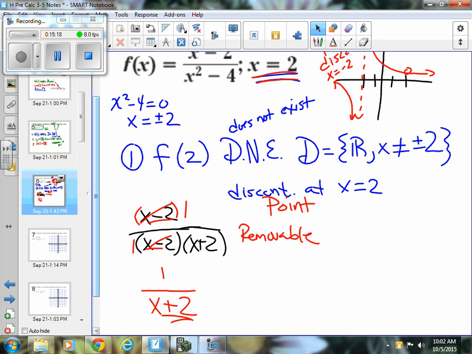Why do we still have an infinite one then at negative 2? Well, you can't get rid of this x plus 2. You can't factor it out. You can't reduce it. You can't divide it. You're stuck with an infinite discontinuity there. So asymptotes are stuck there if you can't reduce. So we had two different discontinuities in this one. We had a point and we had an infinite.